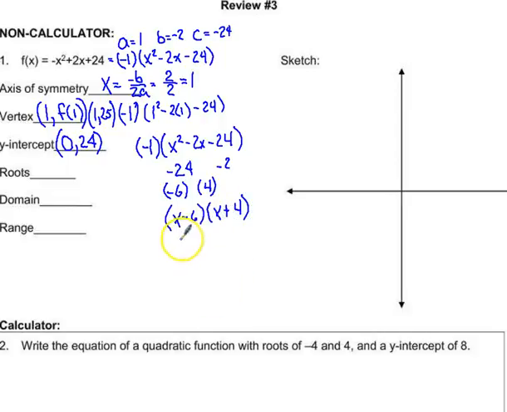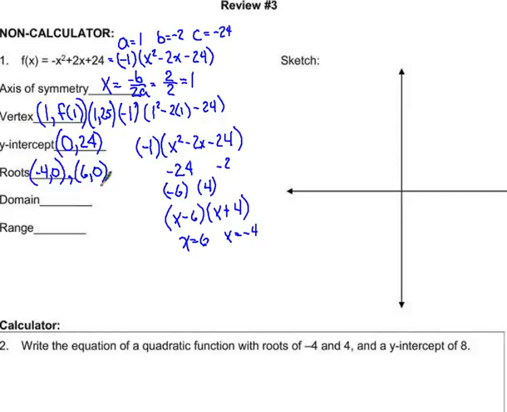Solving this, we find that x is equal to 6, and when we set the other factor equal to 0 and solve, we get x is equal to -4. Okay, this should be an equal sign. So our roots are (-4, 0). Remember, we always write them in coordinate form. And our other root is (6, 0). All right.